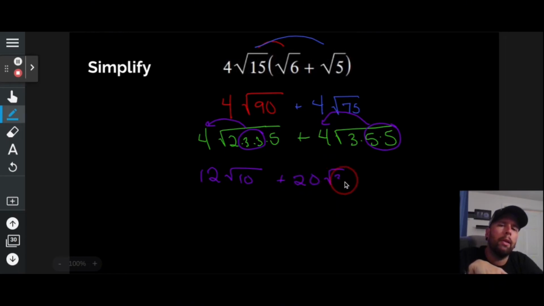Circle a root 3. Can I combine these? No. Am I done? Yes.